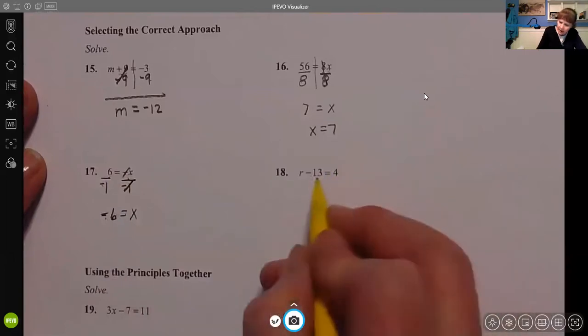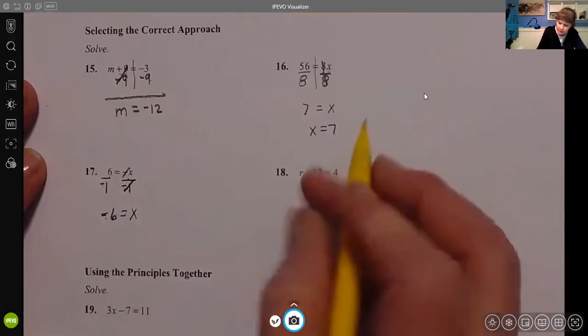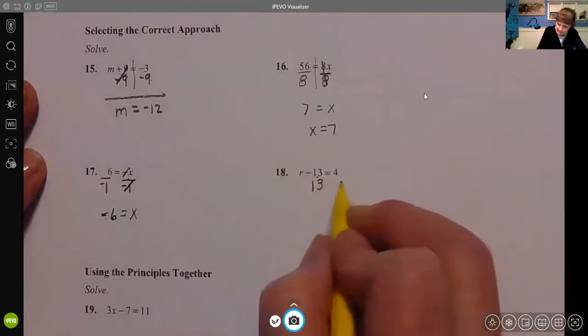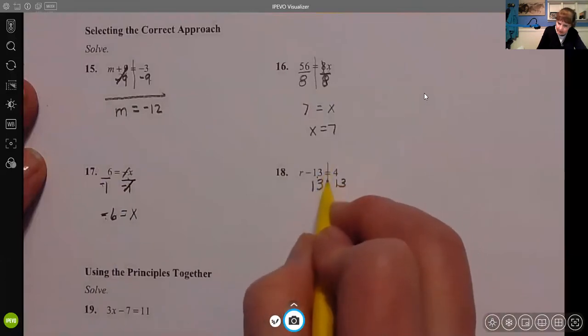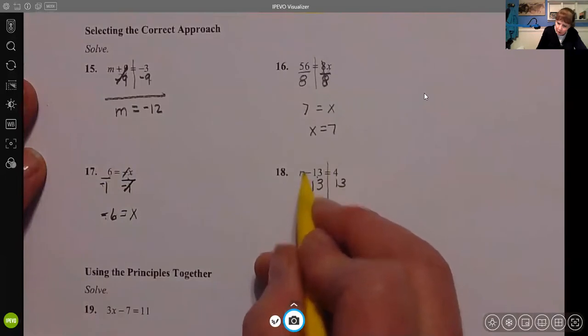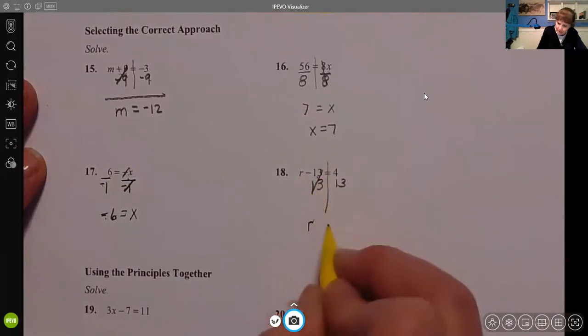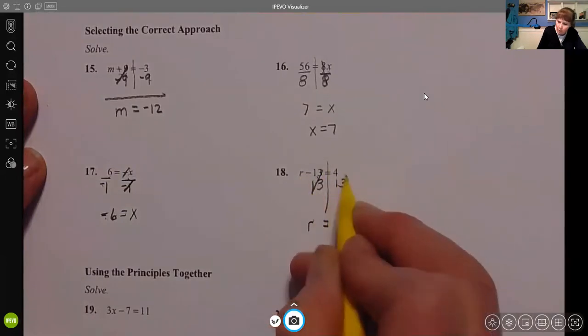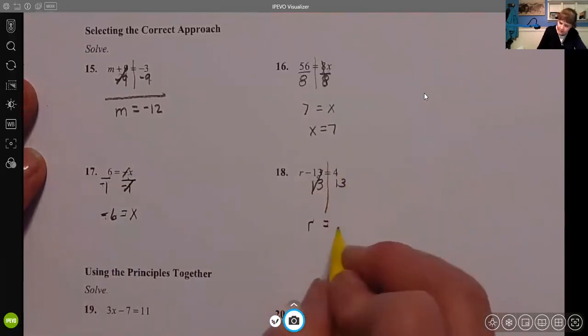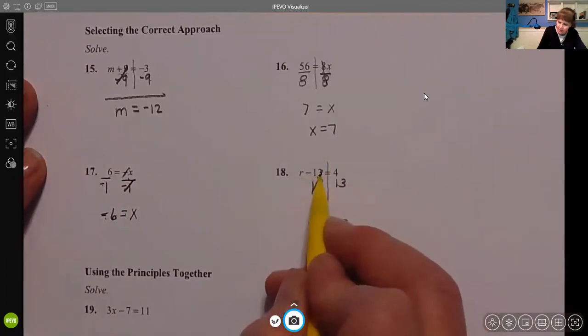18. I have a subtract 13. To get rid of that, this is a negative 13, so I'll add a positive 13 to both sides. And I can draw my line if that helps some of you. So you have the R, that's gone. 4 and a positive 13, when you add those together, is 17. 17 minus 13 is 4.